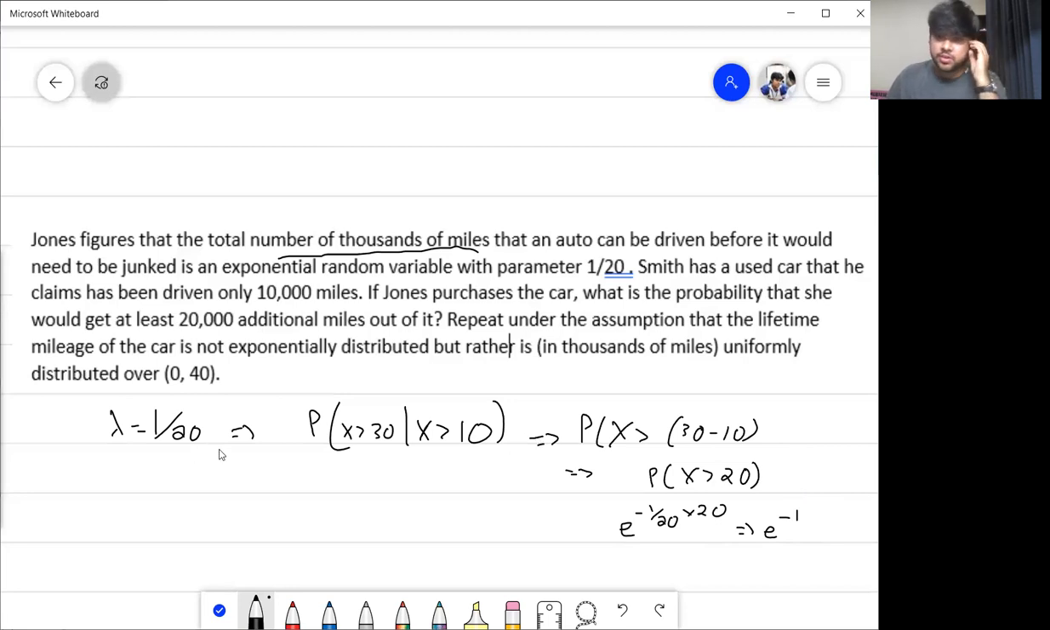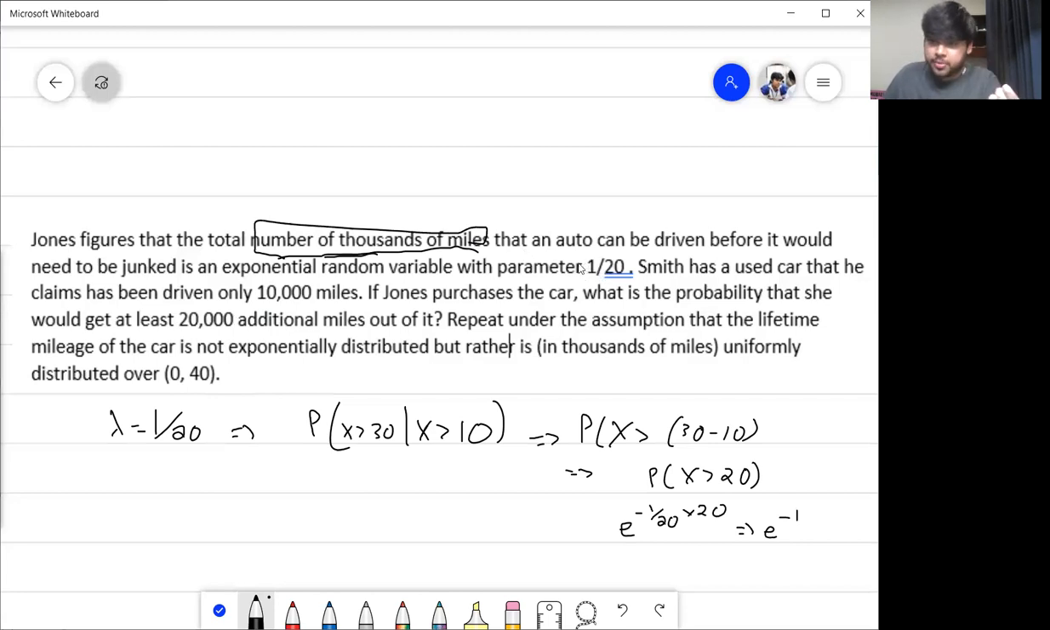Any questions on this? Where has it been written that we have to keep a note of the units, because we could also have written it as 10,000? The thing is, the first statement basically implies that the number of thousands of miles that's been used has a parameter of 1/20.